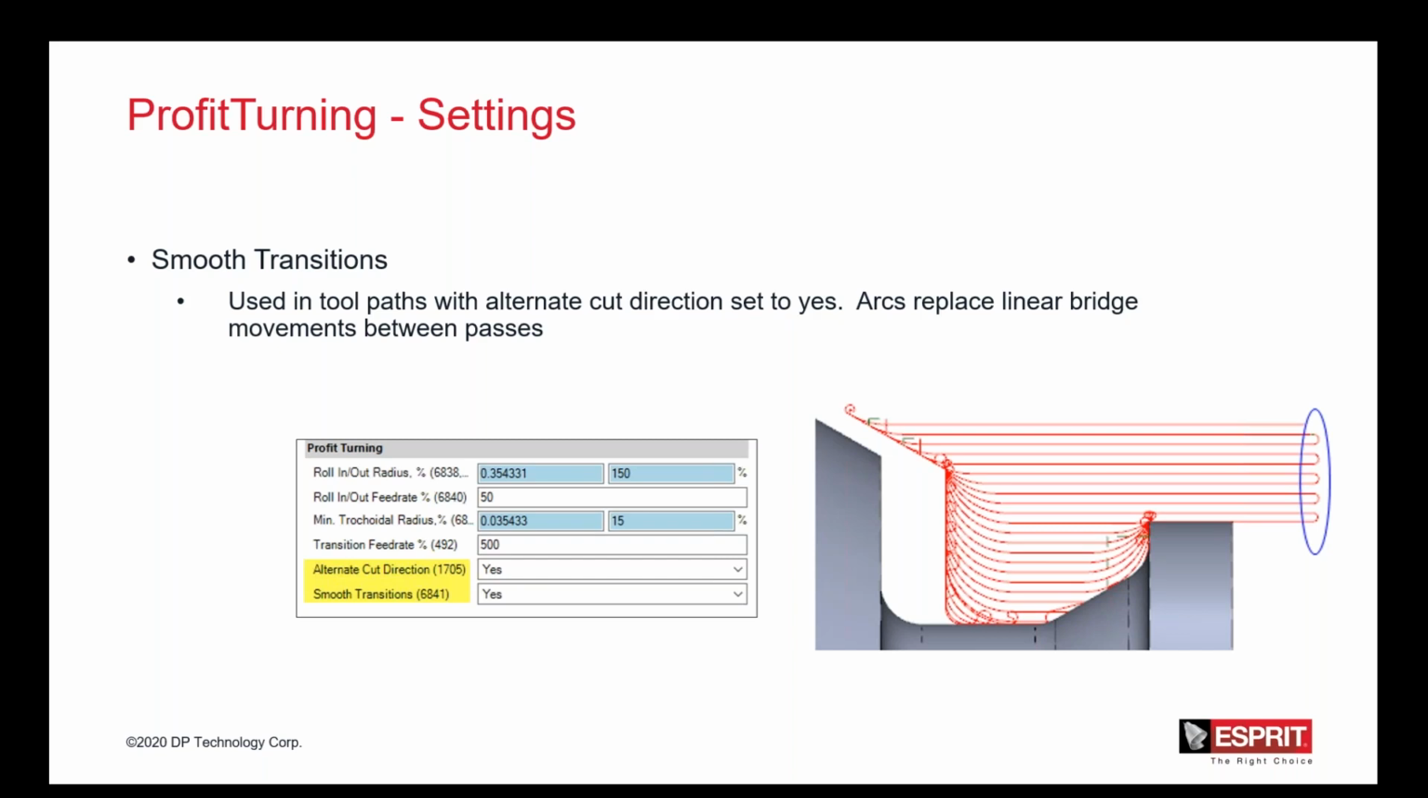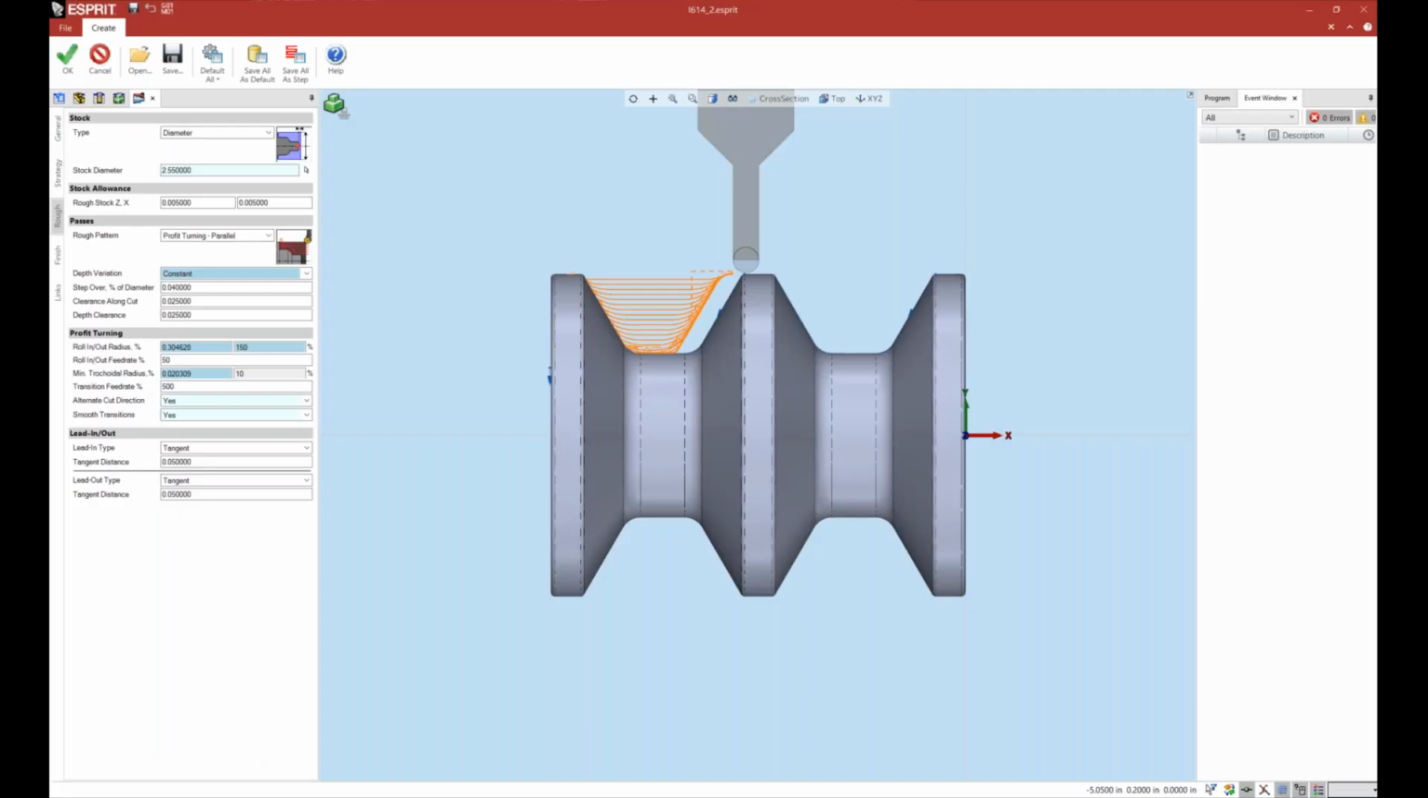And below that, you can see you can turn the smooth transitions on, which on that right image, you can see circled there. And that blue circle, those are the smooth transitions. So instead of doing your standard bridge movements, it's a lot easier on the machine to just do a smooth transition like you'll see there. And if I go to ESPRIT, you can see we have smooth transitions here and alternate cut direction.